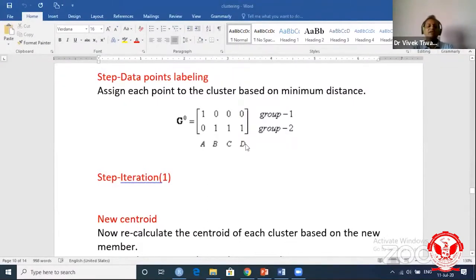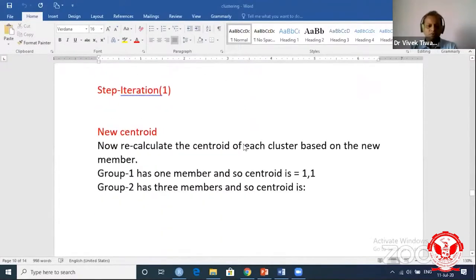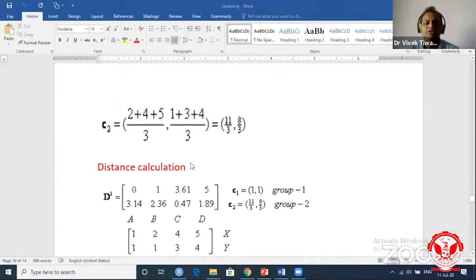the flowchart. I have to again calculate the centroid. Okay. So group one, meaning cluster one, has only one member. So the centroid is 1, 1, meaning no changes over there. Cluster two, earlier it had only one data point. Now it has three data points. So now we have to again recalculate the centroid. So the centroid of cluster two is the average value with respect to the x coordinate, and the average value with respect to the y coordinate. That is the new centroid of cluster two.